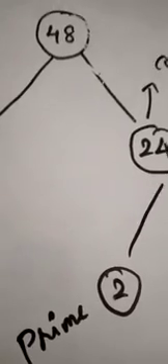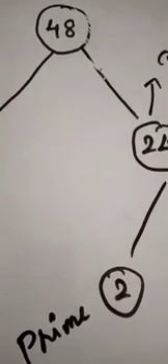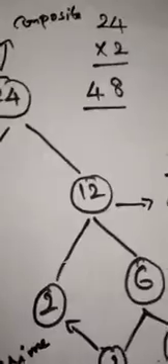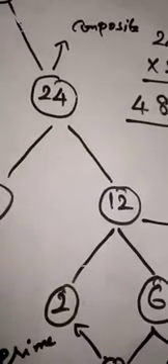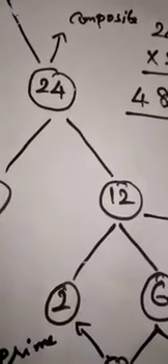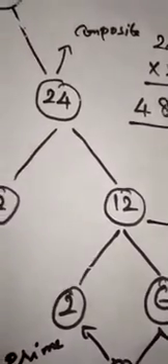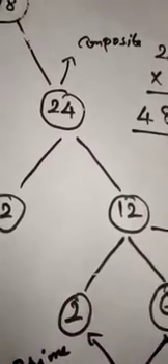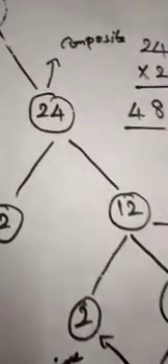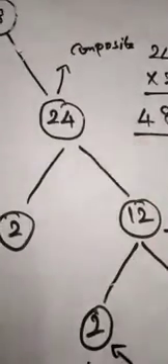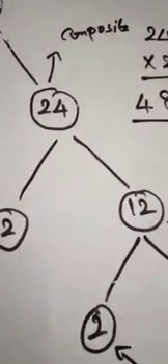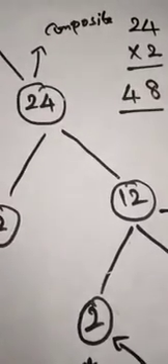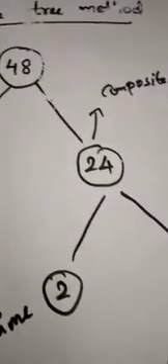Composite number definition I have already said to you. So 24, 12, 6 are composite numbers. The number which has more than 2 factors is called a composite number. They have more than 2 factors, so they are composite numbers. Yes. So this is the factor tree method.